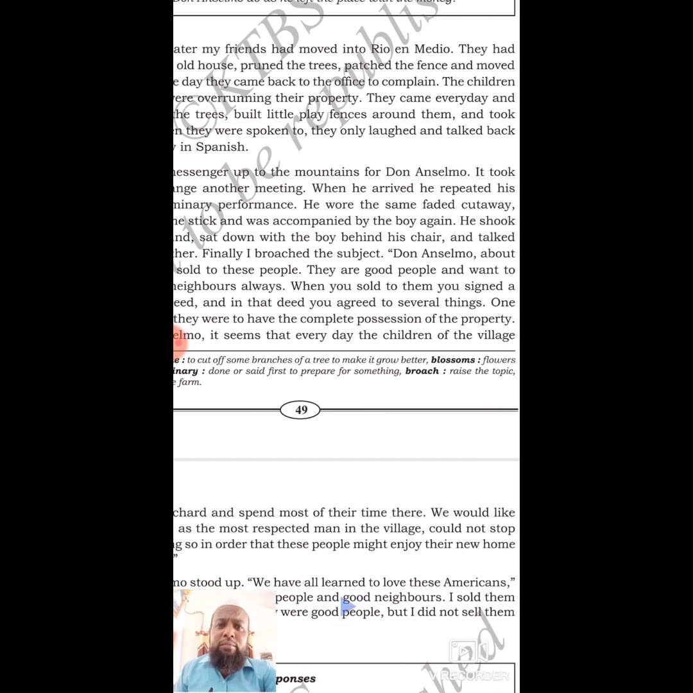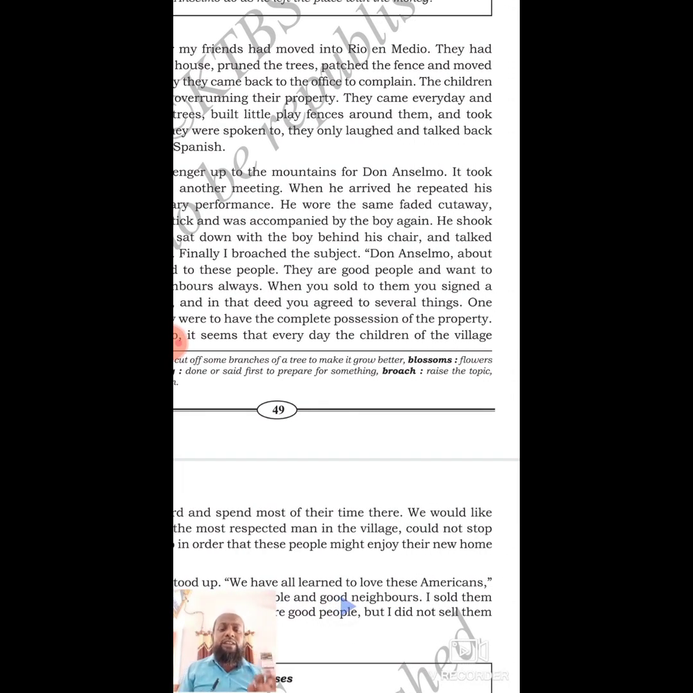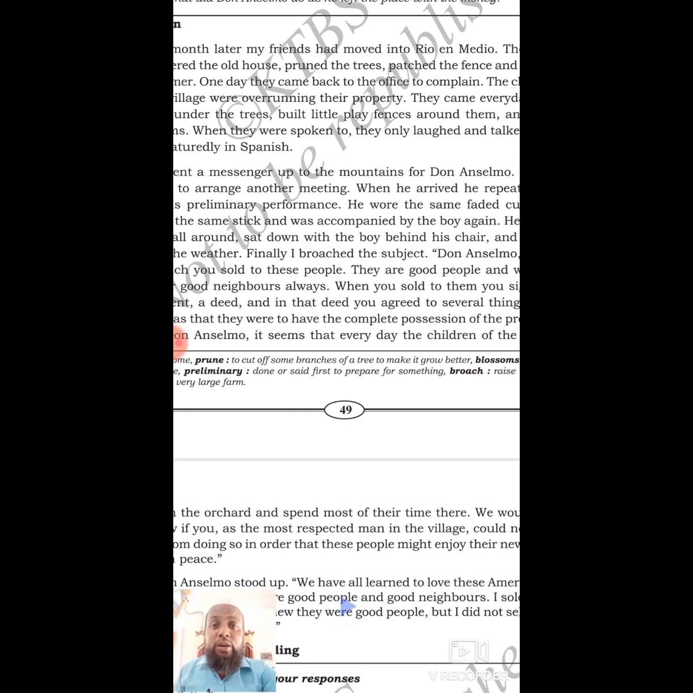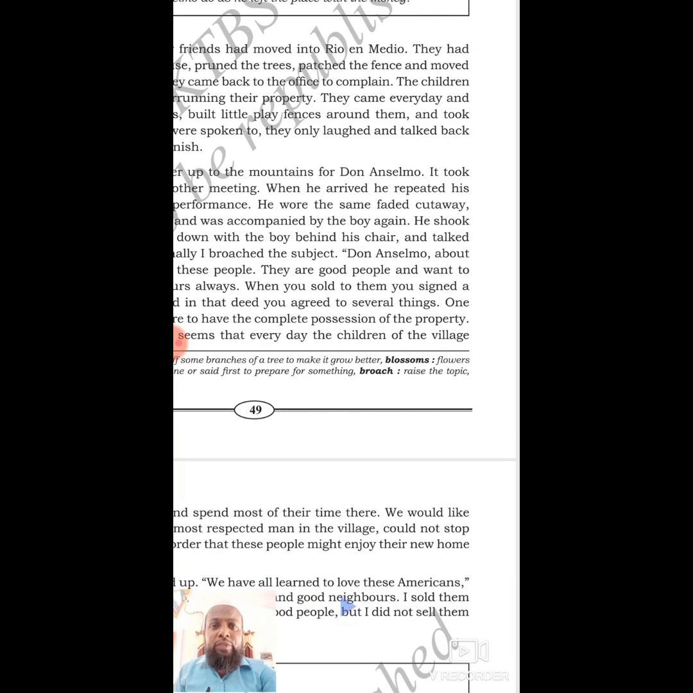One day they came back to the office to complain. Whose office here? The office of Sedillo, the writer, the author. They came to the office complaining that the children of the village were overrunning their property. The Americans stayed over there, and the property is there. They are misusing that property. Whose children? The children of Rio Medio. They are running over the property. For that reason, the Americans have come to the office of Sedillo to complain.